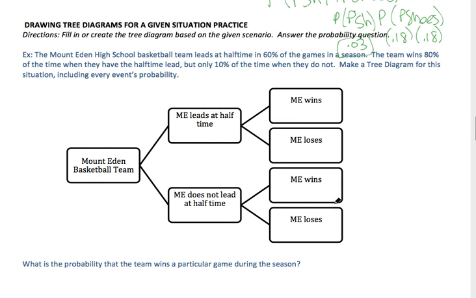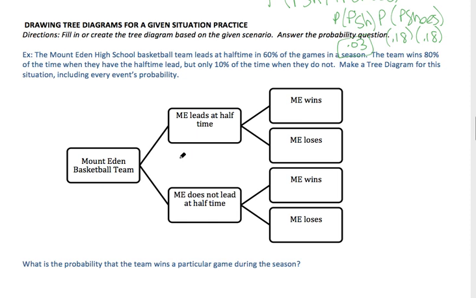So now let's talk about filling in a tree diagram based on this scenario. We have a Mount Eden baseball team, and their team leads at halftime 60% of the time in a season. The team wins 80% of the time when they have the halftime lead, but only 10% of the time when they do not. Make a tree diagram. We have drawn the boxes for you.